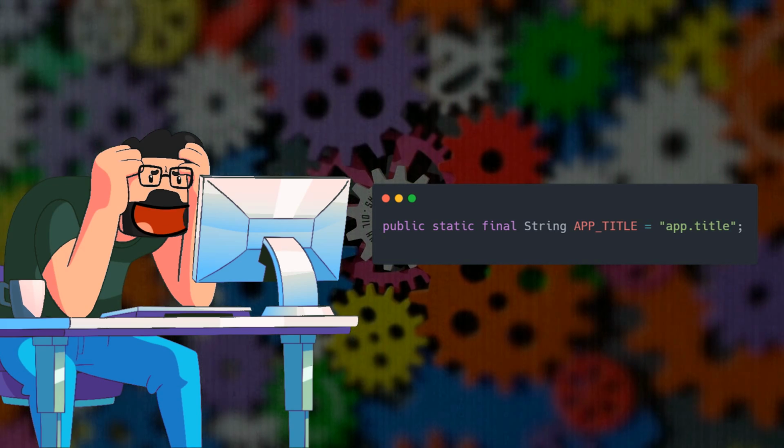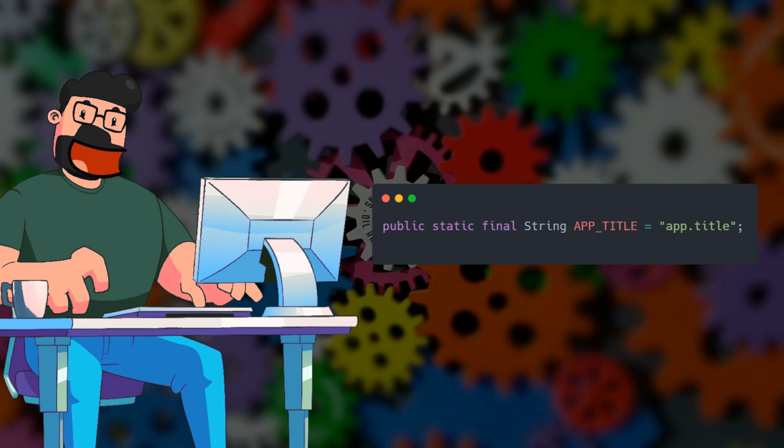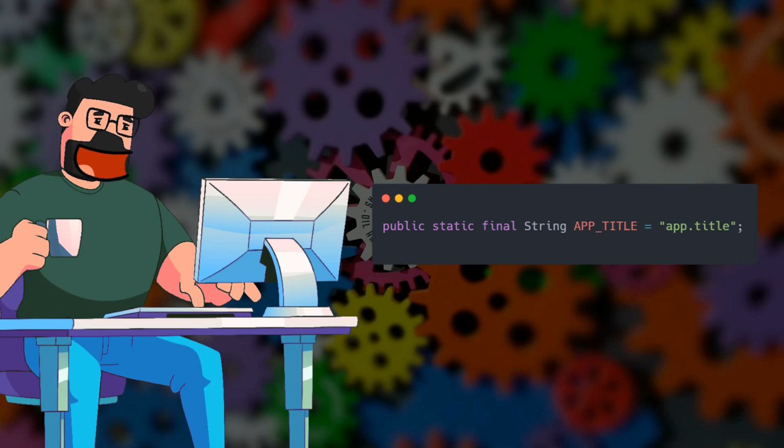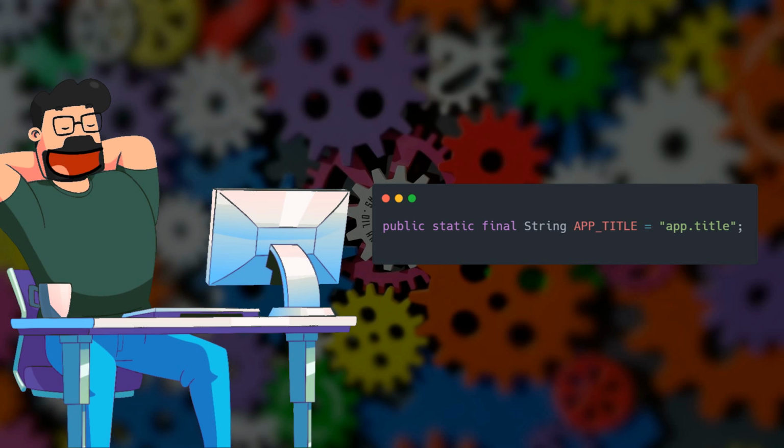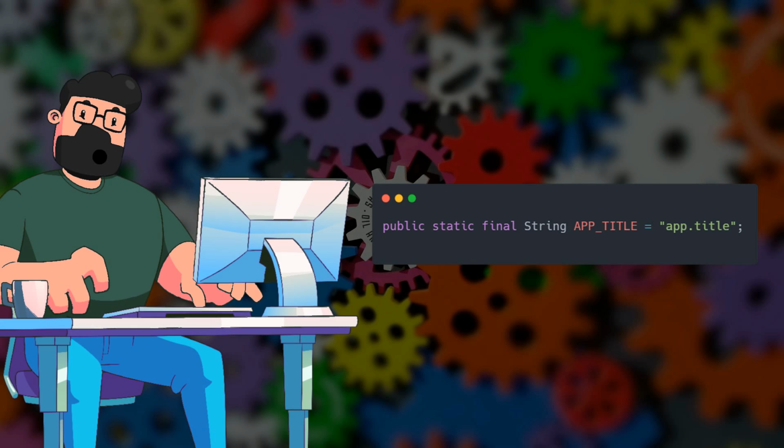In the provided solution, we focused on avoiding string literals in our code by introducing a new approach. The key idea is to define all resource keys in a single Java file, such as public static final String APP_TITLE = "app.title".